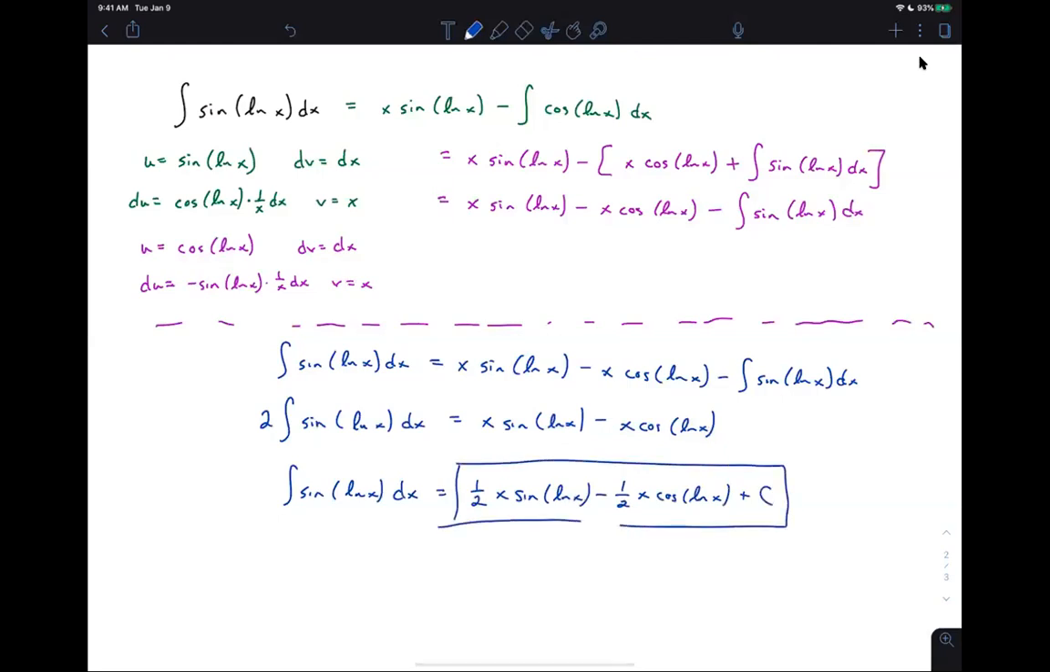Probably the best stage to throw in the plus c would be on the step right before that. Once there's no longer an integral on both sides, it's kind of understood there's a plus c as part of this, but now that it's gone, there could be a plus c remaining. And so it probably should go there, but not a huge deal if you don't throw it in until the end. Okay? Everybody follow that?